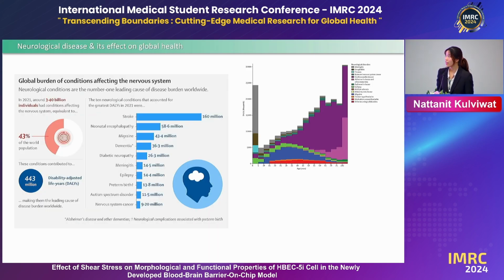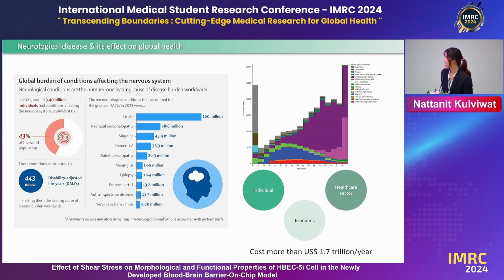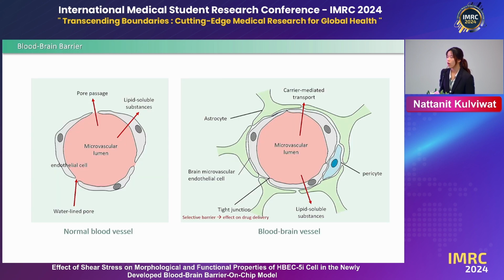Neurological conditions are the number one leading cause of disability and disease burden worldwide. Around 3.4 billion individuals are affected by the condition, and this leads to 443 disability-adjusted life years. It has effects on the individual level, economic level, and healthcare sector level, and it costs more than 1.7 trillion per year. So all in all, the pathologies of the diseases are different. However, one of the common factors is disruption of the blood-brain barrier.